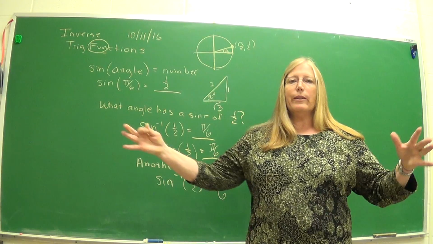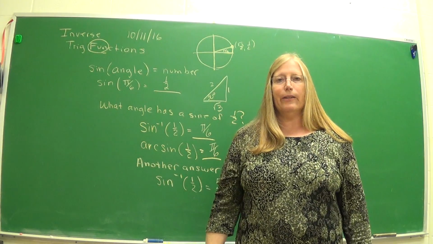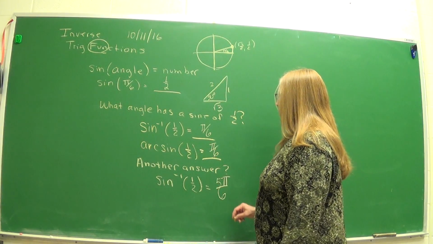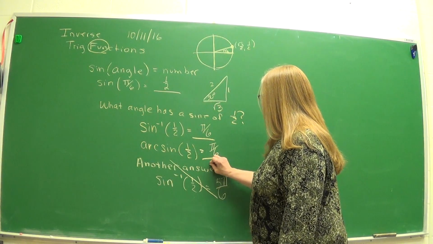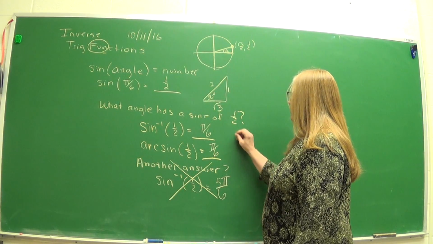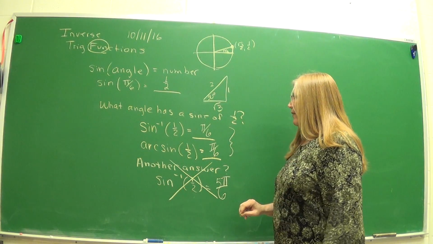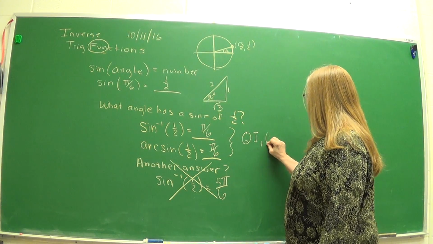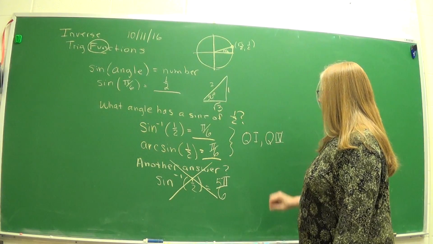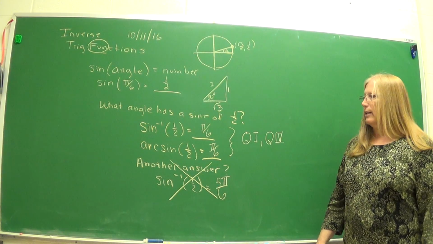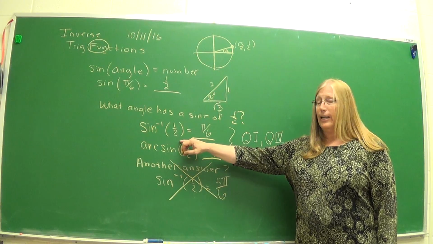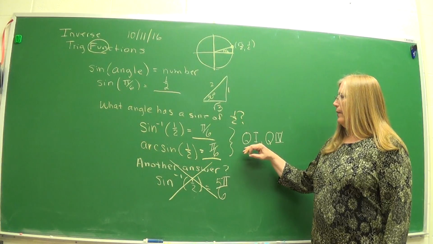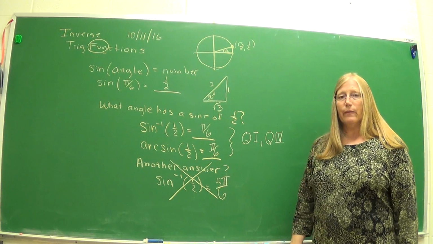So what we do is we restrict where we can look for our answers for inverse sine. To avoid not having a function anymore, we are going to restrict our answers for sine inverse to quadrant 1 and quadrant 4. Those are the only two spots we are allowed to look, and we're going to define the inverse sine function between quadrant 1 and quadrant 4.